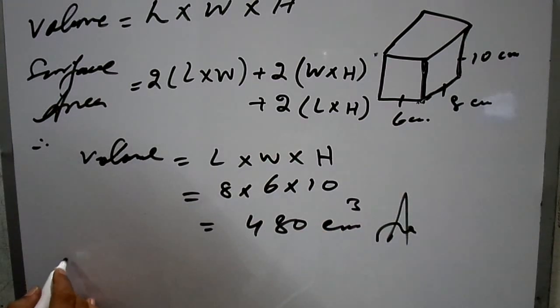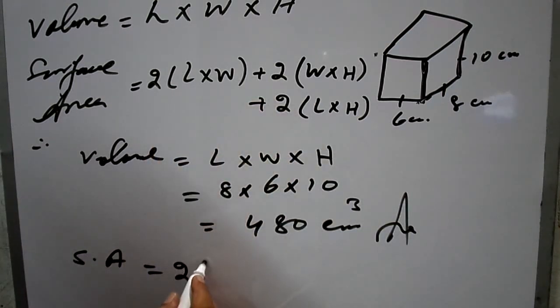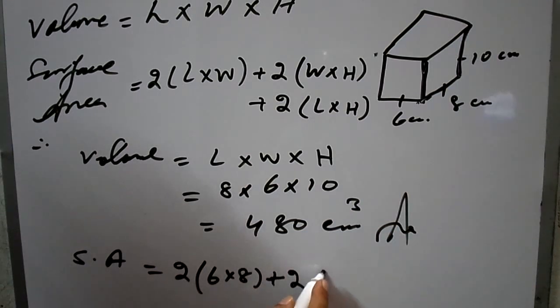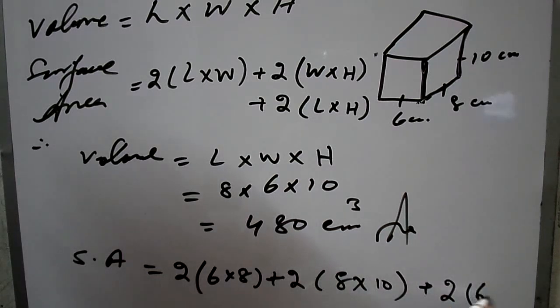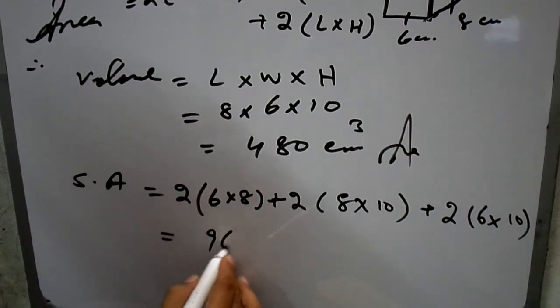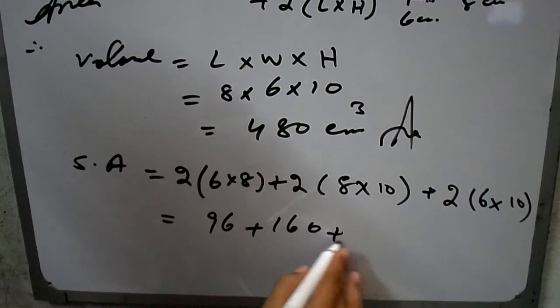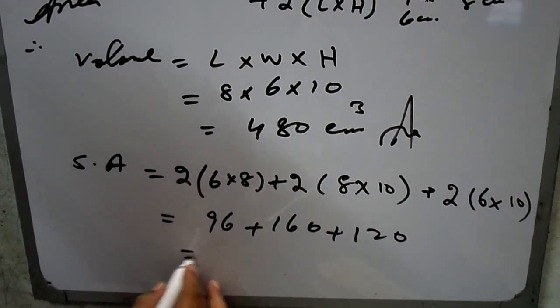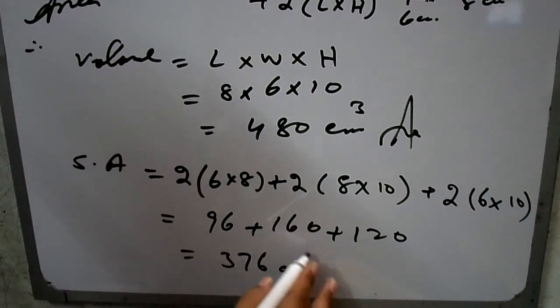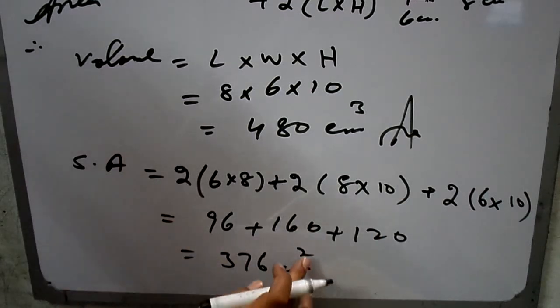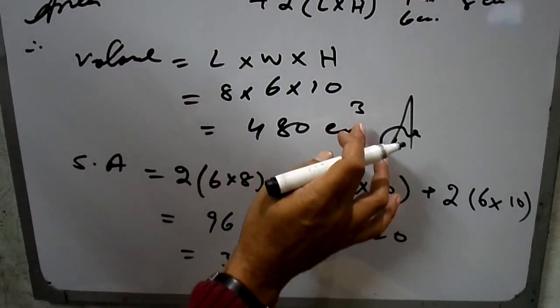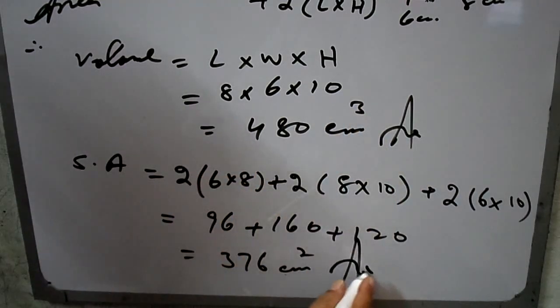Similarly, surface area. You have a formula, so putting the values, that is 2 into 6 into 8, plus 2 into 8 into 10, plus 2 into 6 into 10. By simplification you will get 160 plus 120 and so on. So the result is 376 centimeter square. The unit of area is square, so you have to put square here, but the unit of volume is cube, so you have to put centimeter cube. So that is your result.